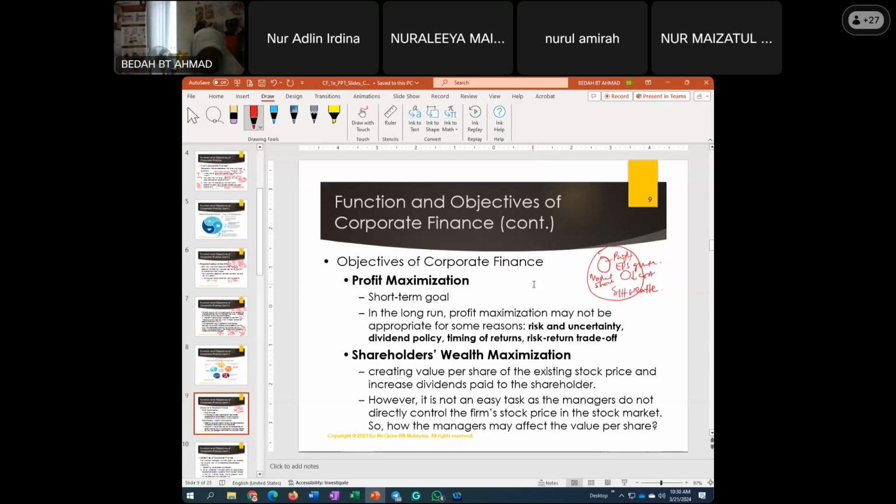Risk-return trade-off means that profit maximization ignores the risk-return trade-off, where they may increase the reported profits by selecting a high-risk project. As we know, high risk means high return. So even though high risk is associated with a high return, the risk may shrink the returns available to the shareholders if the projects turn out to be bad.